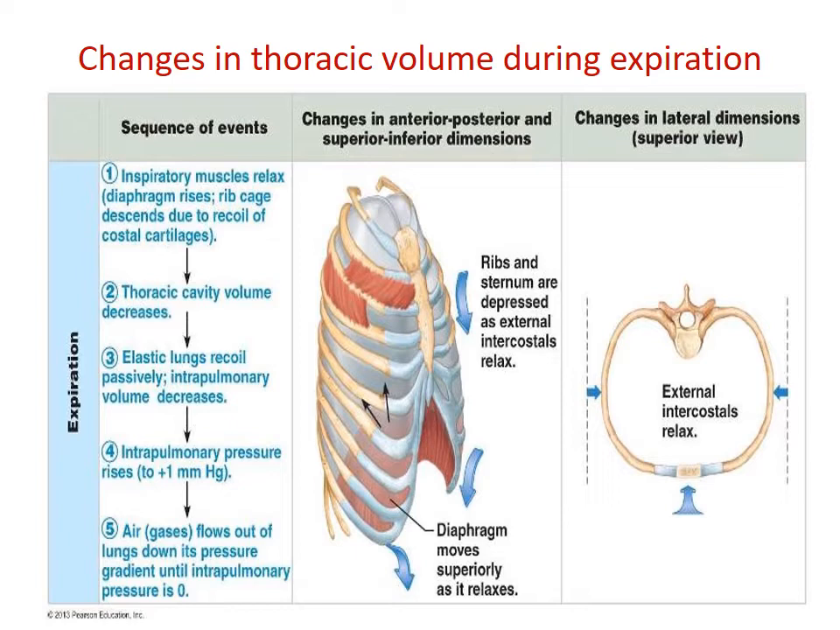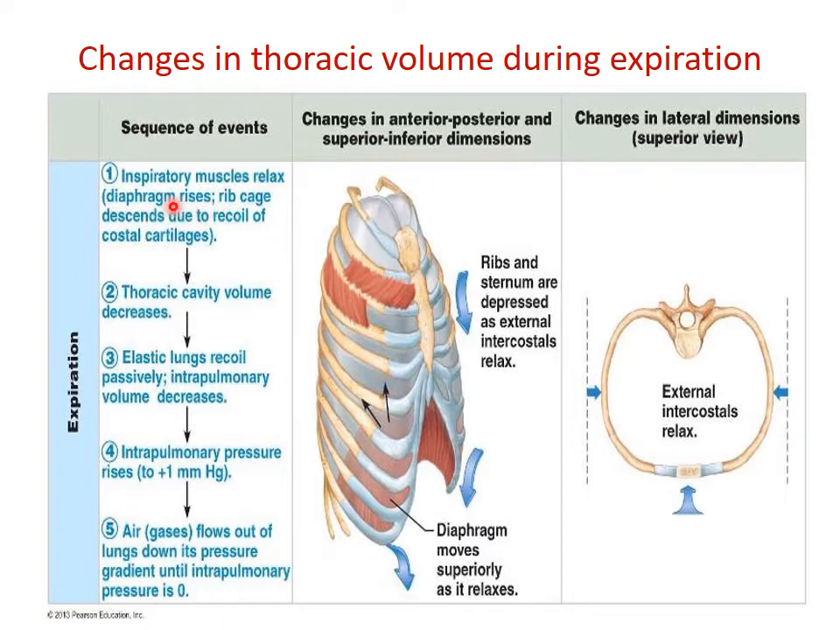So in this case, what is seen is the diaphragm will go back to its original position, thereby decreasing the thoracic volume, and according to Boyle's law, when the thoracic volume decreases, the pressure within the thoracic volume will increase, and from high pressure to low pressure there will be movement of air. That means from the lungs air will start leaving outside.